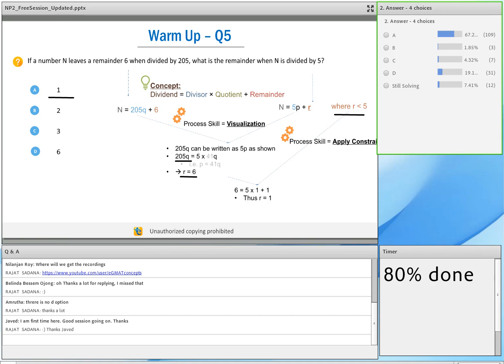What does p represent? P represents the quotient over here. You can see this equation: dividend is equal to divisor times quotient plus remainder. We have used the same representation over here. Dividend is n, your divisor is 5, the quotient is p, and r is the remainder. Brett, does it help? That's your standard divisibility equation.